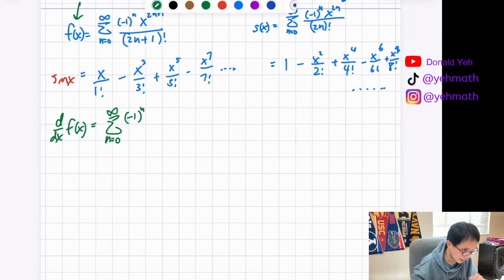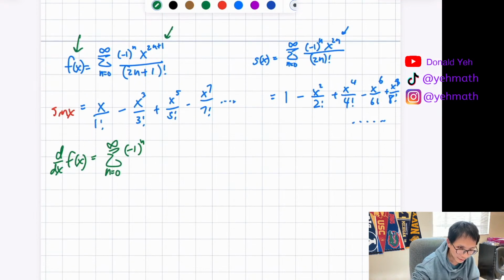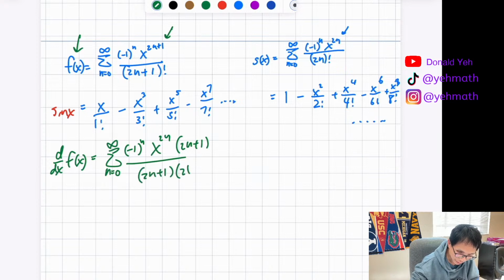Because that's just a constant that's in the front. But what's the derivative of this? x to the 2n plus 1, so 2n plus 1 times x to the 2n. Like x to the 2n, good, over 2n plus 1, right? Times 2n plus 1 times 2n factorial. Does that make sense?